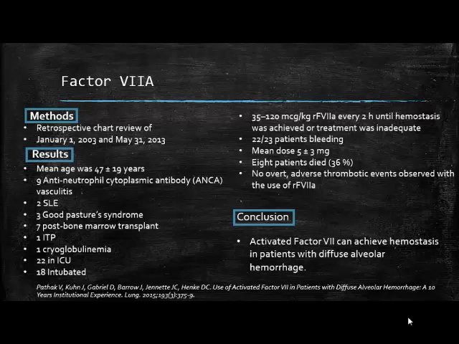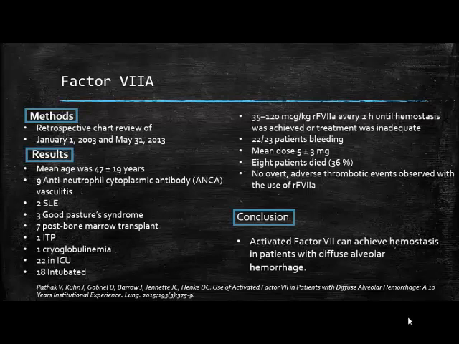So what's the role of factor 7A? This was a study that was published in Lung in 2015. It's a retrospective chart review done over around 10 years. What they included was 9 ANCA vasculitis, 2 SLE, 3 Goodpasture syndrome, 7 post-bone marrow transplant, 1 ITP, and 1 cryoglobulinemia. 22 of the patients were in the ICU, and 18 of them were intubated. And how they did it is that they gave factor 7A every 2 hours until hemostasis was achieved.